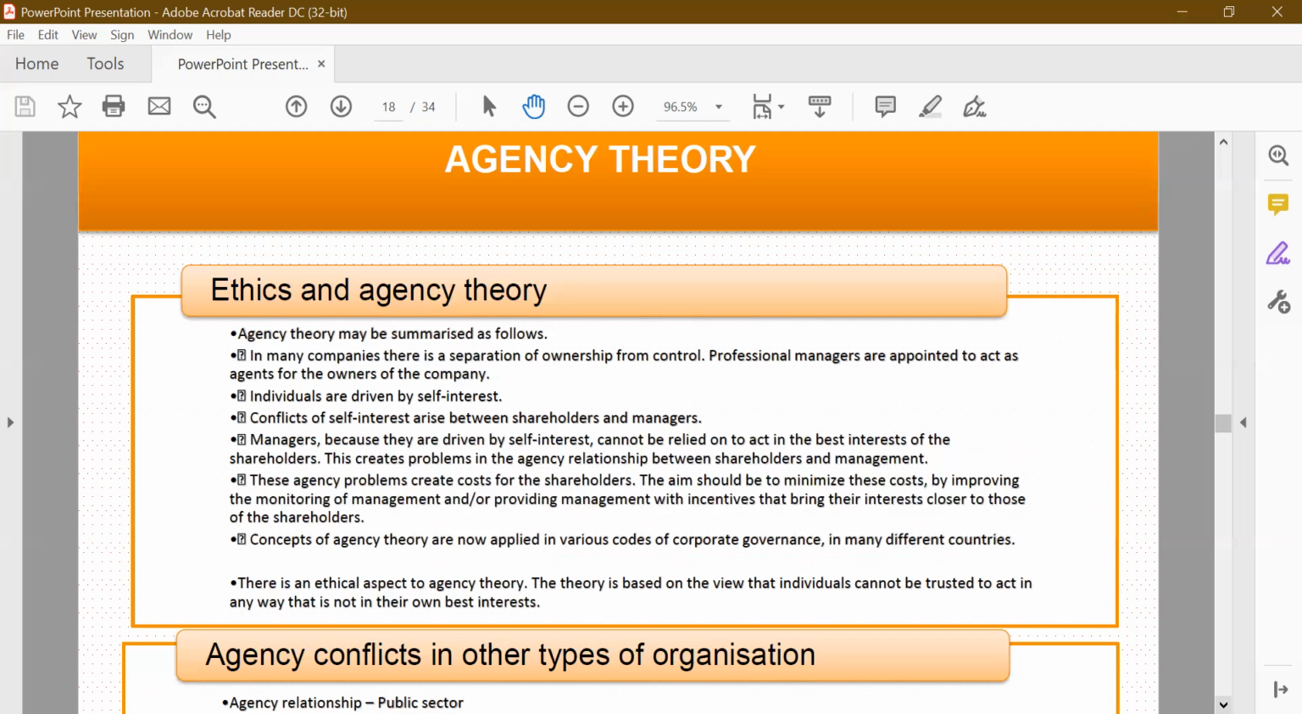Now, when we began this topic, I mentioned ethics and agency theory. There's an ethical aspect to agency theory. The theory is based on the view that individuals cannot be trusted to act in any way that is not in their own best interest. Individuals cannot be trusted.